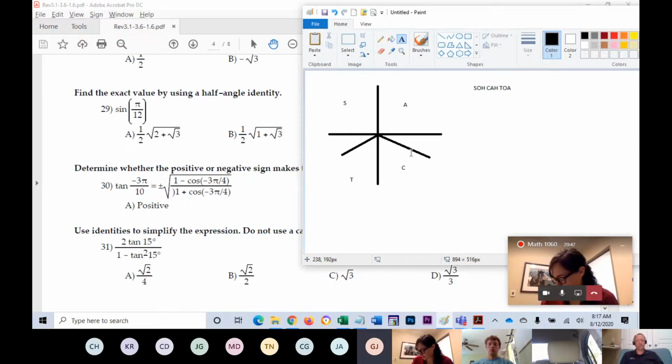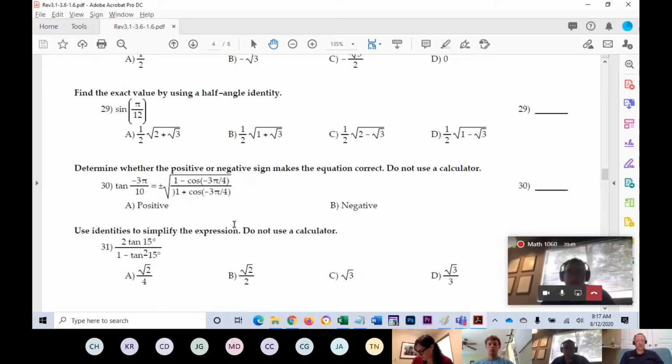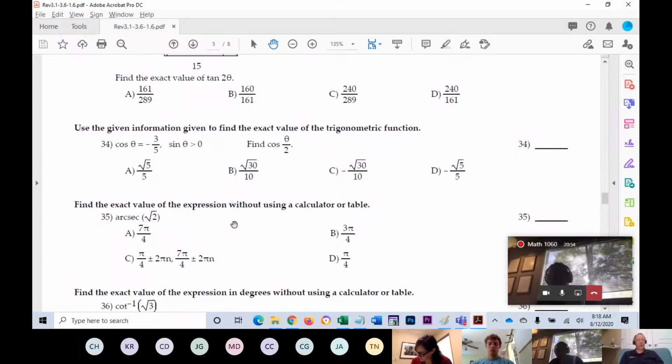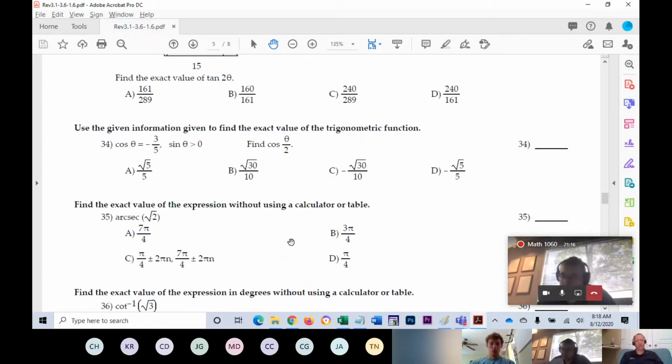Can we do 34? 34. Given the following information, find the exact value. Okay. So the cosine is negative and the sine is positive. Find the cosine of theta over 2. So how would we do this one? I've got all the work on my paper, but I don't remember how to do any of it.